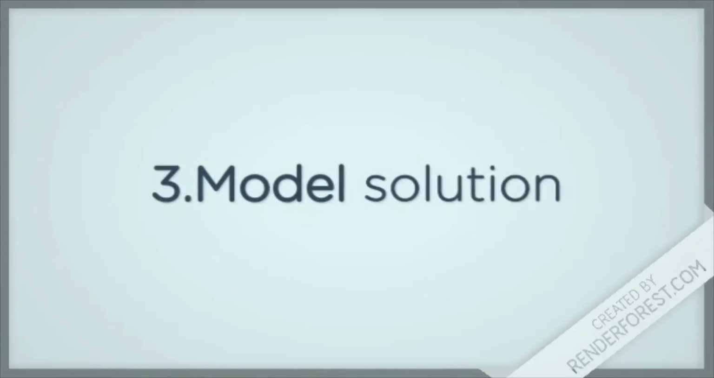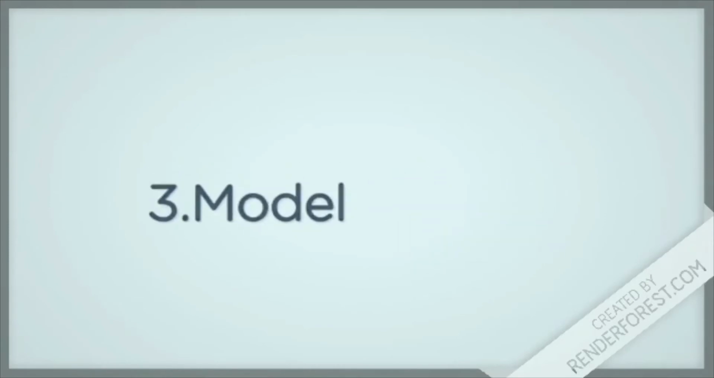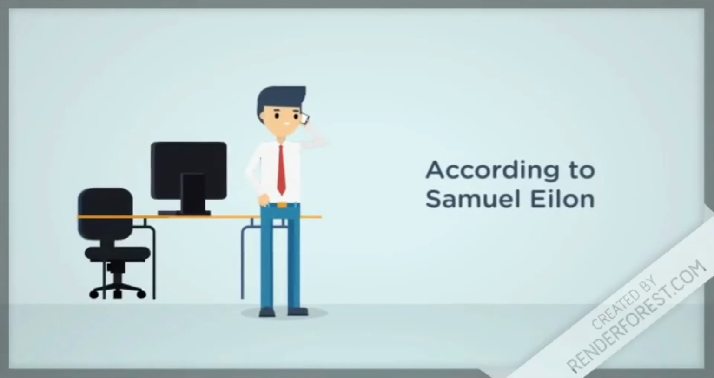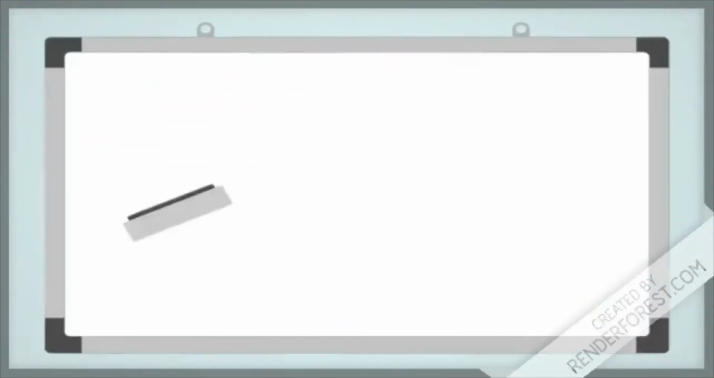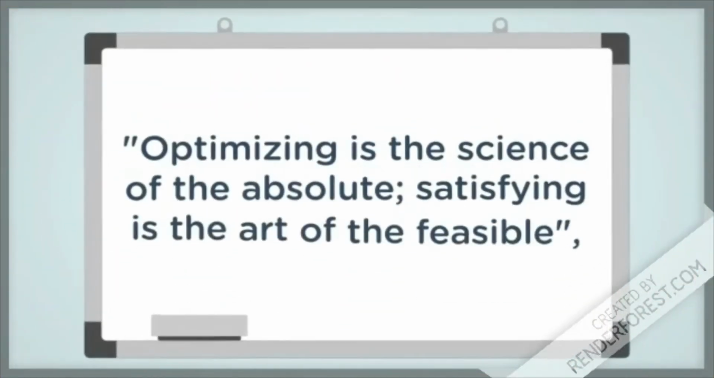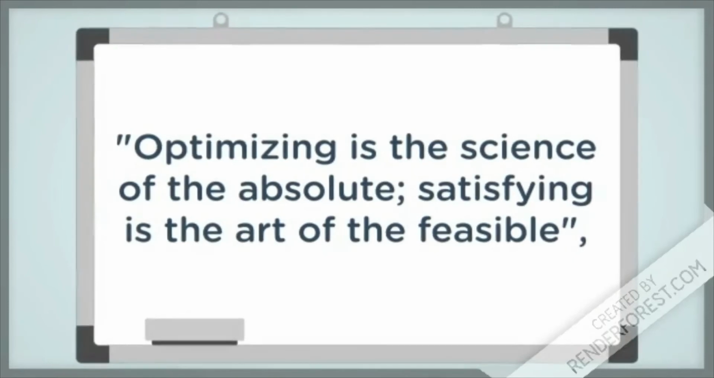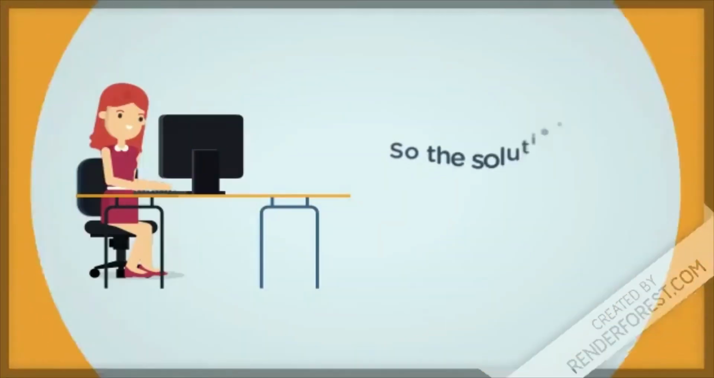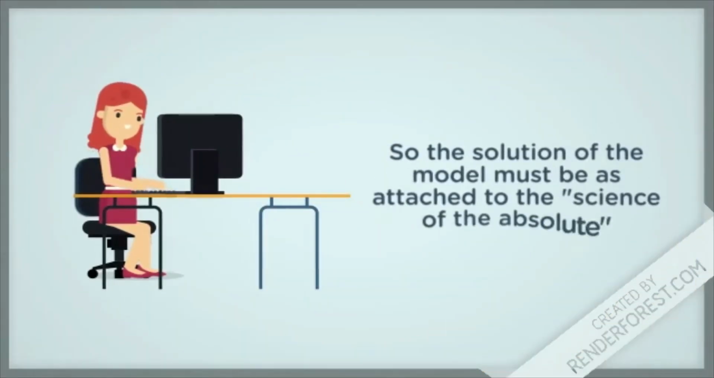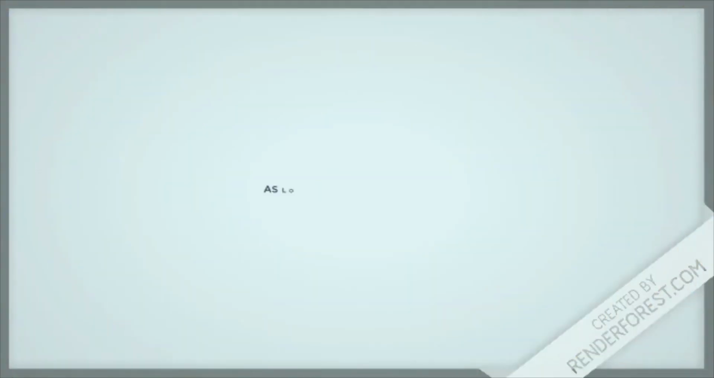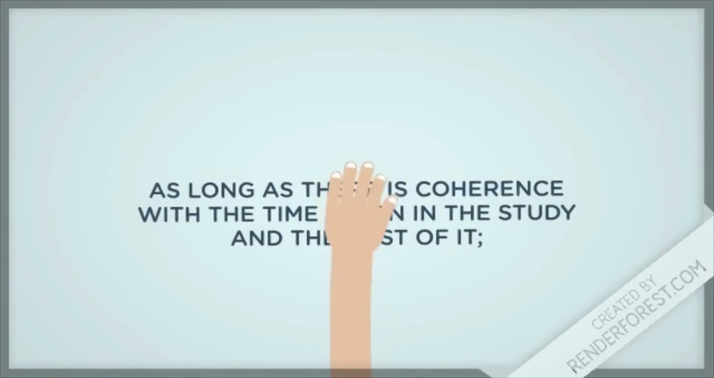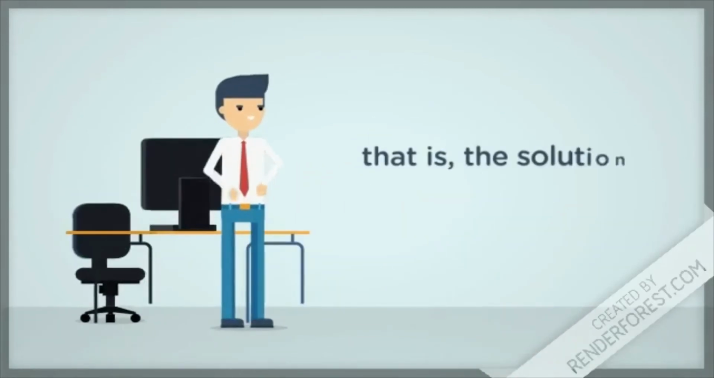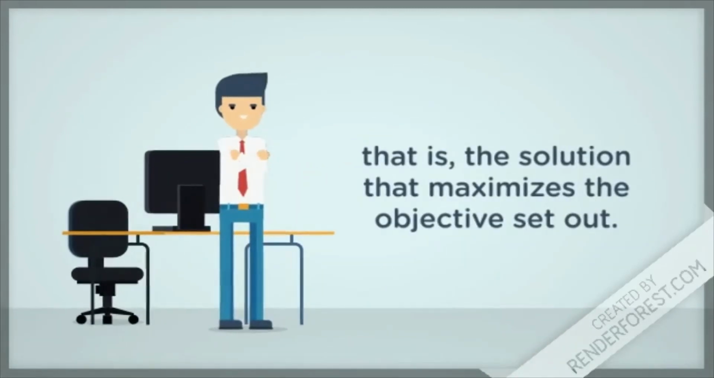Number 3. Model solution. According to Samuel Eilon, one of the English leaders in operations research, optimizing is the sense of the absolute, satisfying is the art of the feasible. So the solution of the model must be as attached to the sense of the absolute as long as there is coherence with the time taken in the study and the cost of it. That is the solution that maximizes the objective set out.